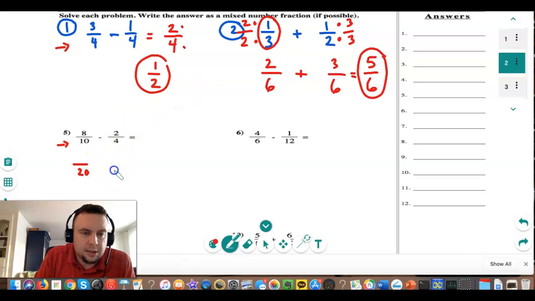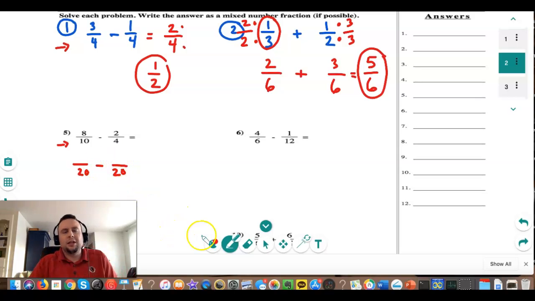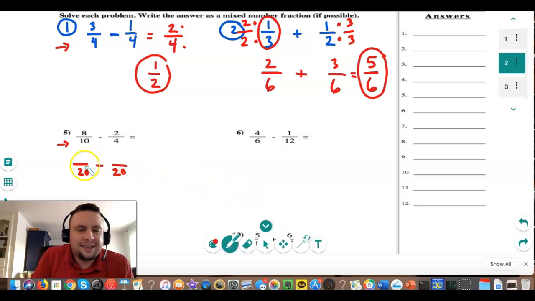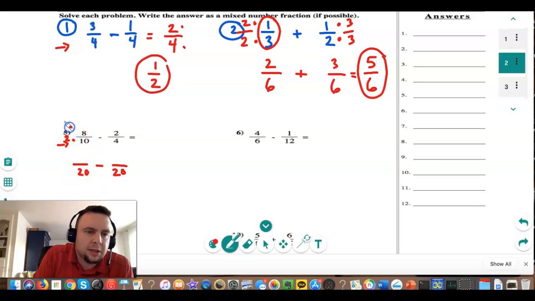Now there is a process of doing that, but I'm giving a quick demo instead of the really detailed demo. Okay, so the common denominator is 20. So multiply 10 times 2, that gives me my 20. So multiply the top by 2, 8 times 2 gives me 16. And then 4, 20, so I want 4 to be 20. So multiply the bottom by 5, that gives me 20.